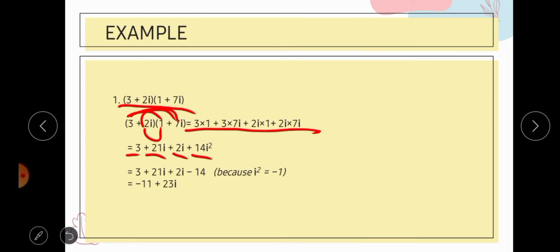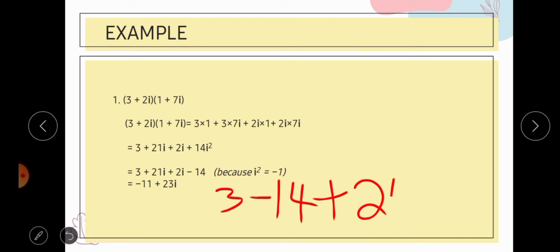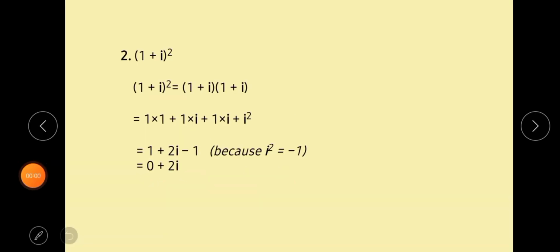So 3 plus 21i plus 2i minus 14, because i squared is equal to negative 1. Then combine like terms. 3 minus 14 plus 21i plus 2i. So 3 minus 14 is equal to negative 11, and 21i plus 2i is equal to 23i. So the answer is negative 11 plus 23i. Then let's proceed with another example.